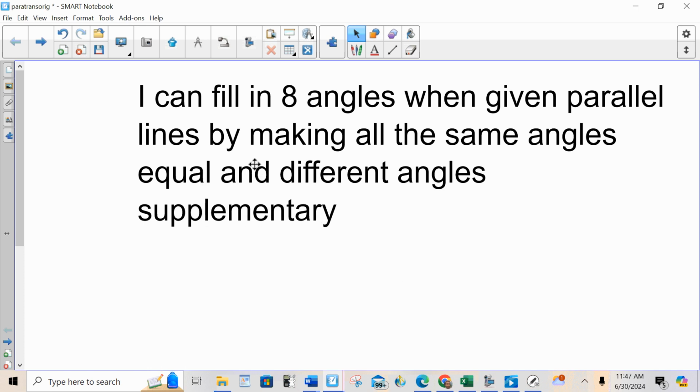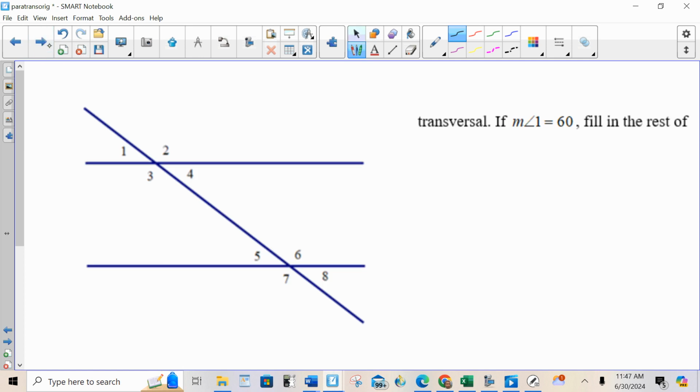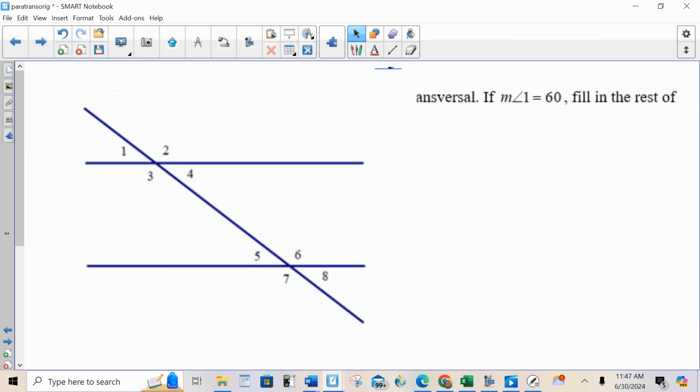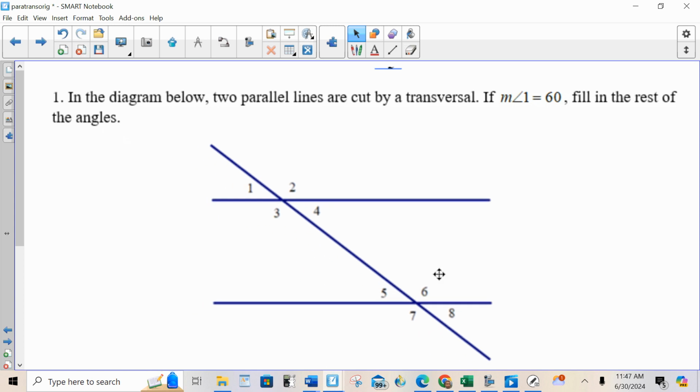Hello. I can fill in 8 angles when given parallel lines by making all the same angles equal and different angles supplementary. This is something you're going to see a lot of in this course. Parallel lines cut by a transversal. This picture is going to look very familiar to you. And what is awesome about this picture is once you know one angle, you know all 8.